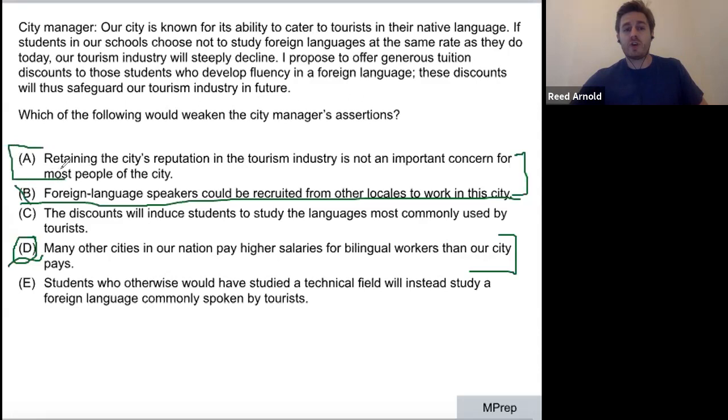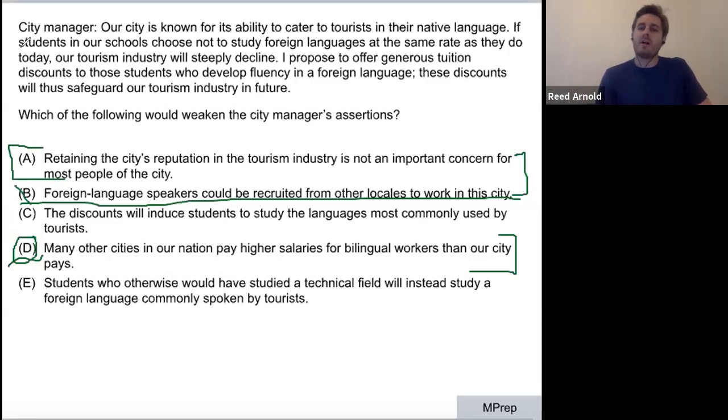If people don't care about tourism, that doesn't mean offering discounts don't work. That's not really relevant to this. Yeah, okay, so it's not an important concern for most people in the city. Okay, will the discounts save tourism or not? I don't care if saving tourism is important or not. Will offering these discounts save tourism?